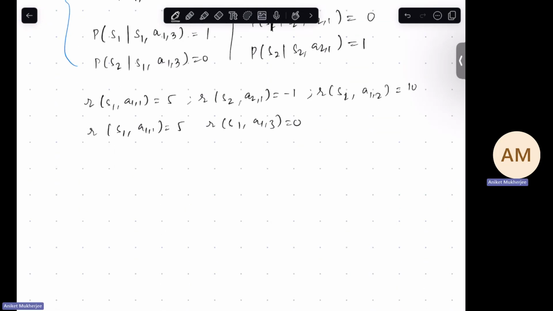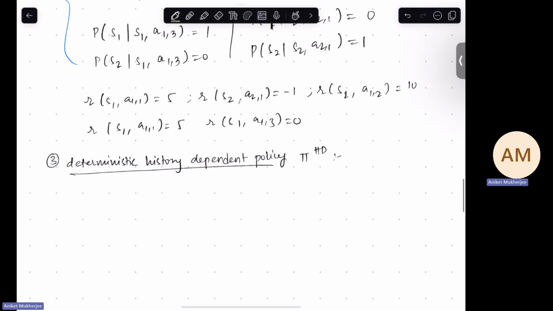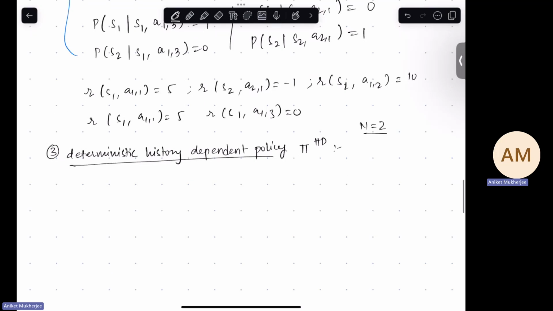Okay. So we want to write a deterministic history dependent policy. So first we want to write a deterministic history dependent policy by HB. So the N is still 2. So I'm taking patients at two epochs.